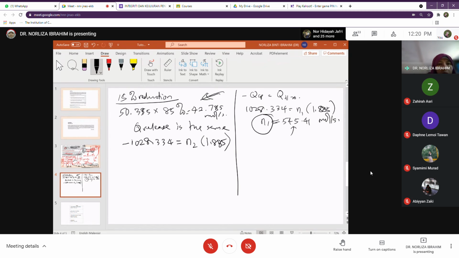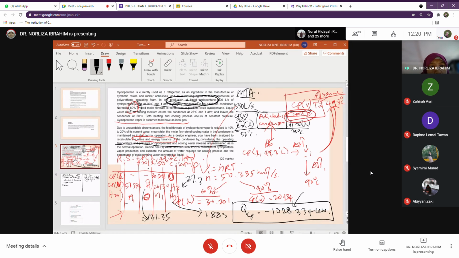Okay, sorry. Q release is the same, so we have to consider now the cyclopentane stream. The flow rate of your, wait, I go back to the question. This also makes me confused. Your cyclopentane, estimate the amount of water leakage.